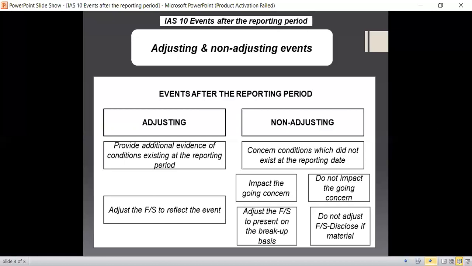Now let's see what are adjusting and non-adjusting events. If there are any adjusting events happening, we need to adjust the financial statements to reflect the event. But as far as non-adjusting events are concerned, we do not need to adjust our financial statements in regards to the non-adjusting events. But a disclosure to the financial statements in regards to the nature and monetary impact of that event can be given if the event is material.